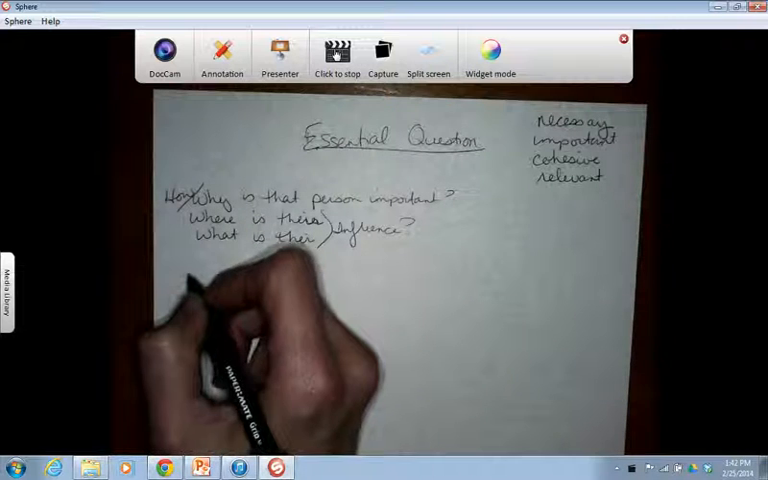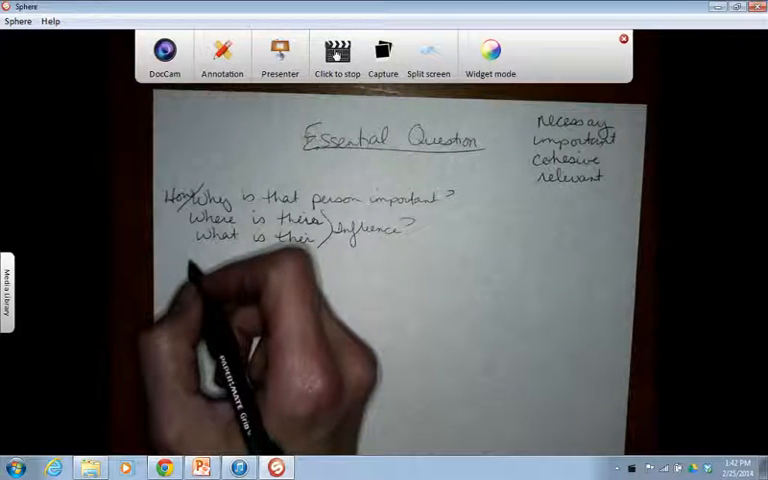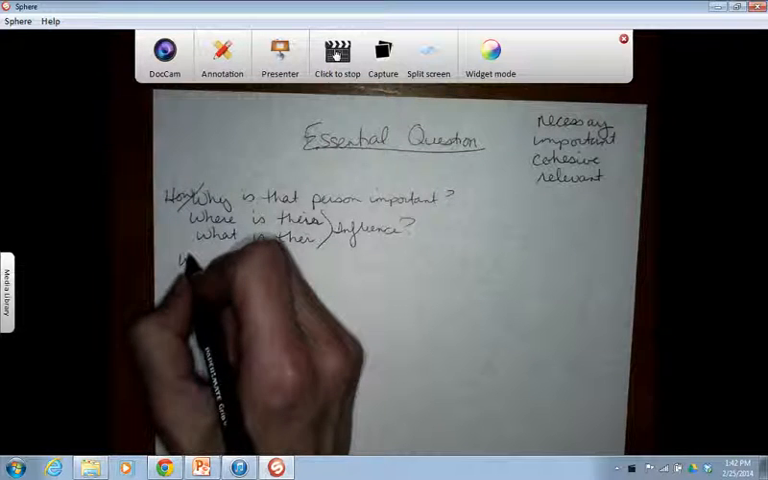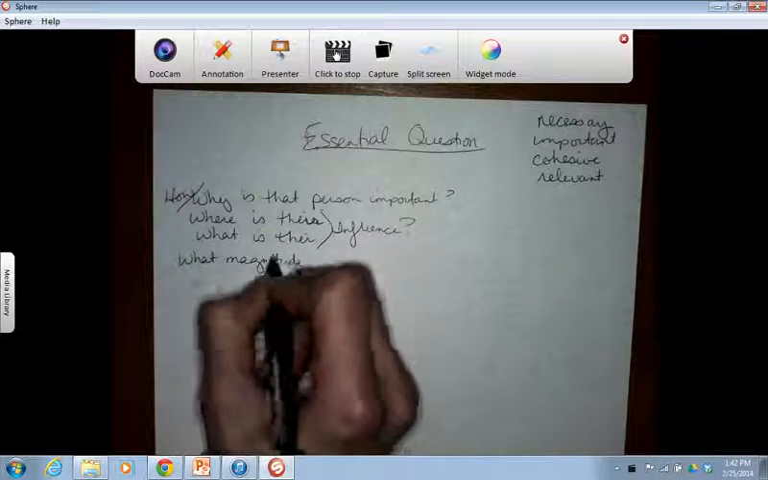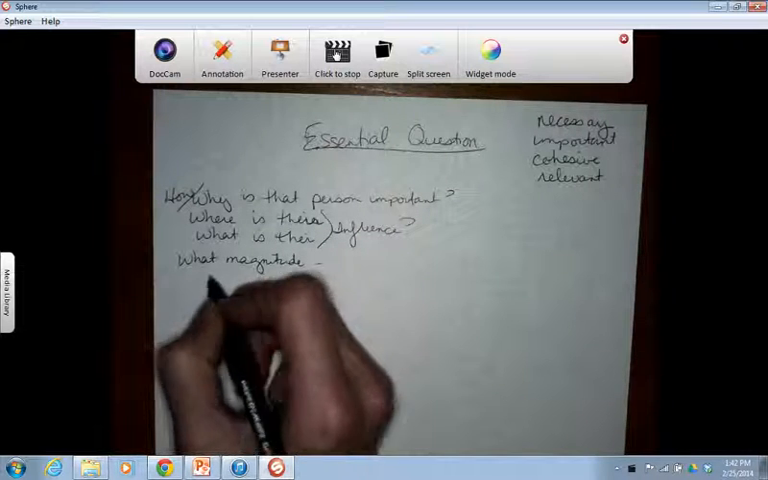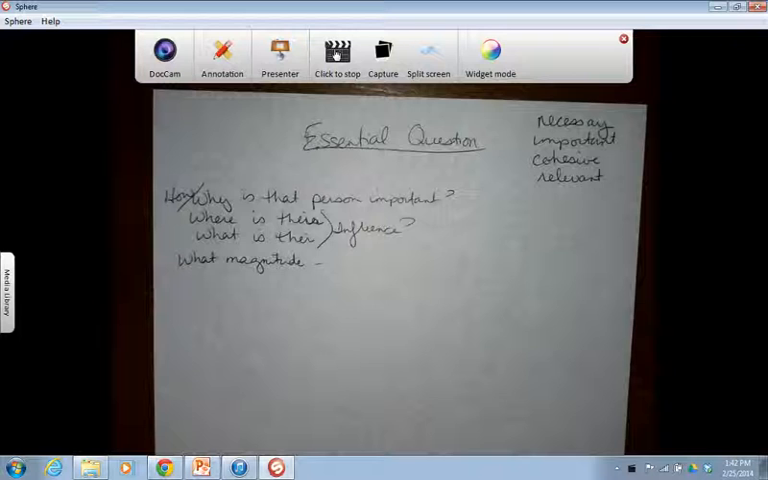To the extent to which they were important. What magnitude? When they were born? So, where they were born, what might that be as a bigger question that might be more relevant?